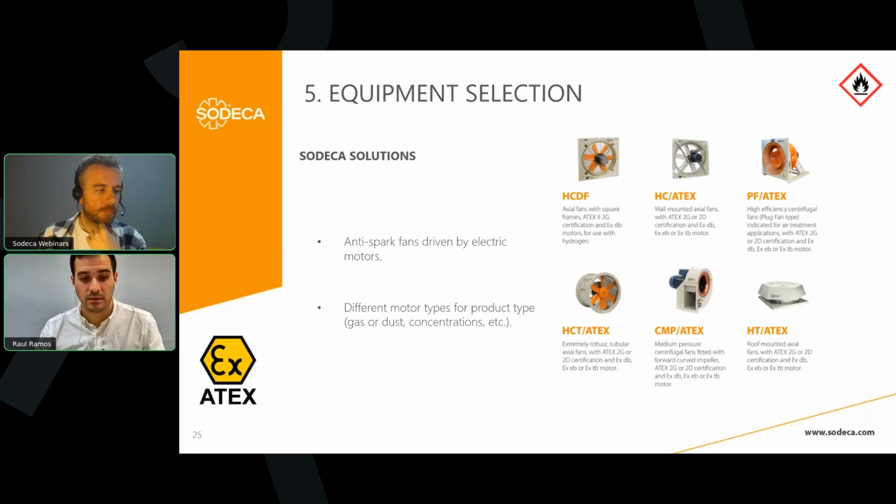And then the solutions that SODECA can provide for these cases are the anti-spark fans driven by electric motors, such as the ACDF, a special fan for ATEX. Also we have conventional fans like the AC, BF, DCT, and temperature rated fans like the CJTHT that can be modeled for working in ATEX zones. They have different types of products depending on whether they have to work for gases or for dust, regarding the level of protection, the level of category, and the type of protection they need.